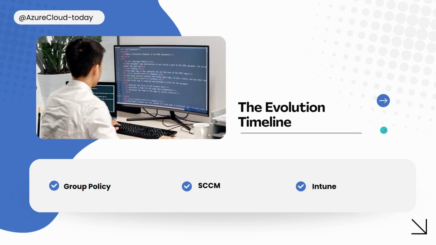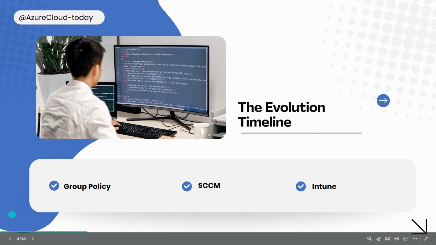So before we dive into this, each of these tools were designed and built to solve the device management problem of its own era. For example, in the early 2000s, most employees worked from Office and only Office, where all of their devices, which is a Windows device, were connected to the corporate network. So group policy was perfect for that world.